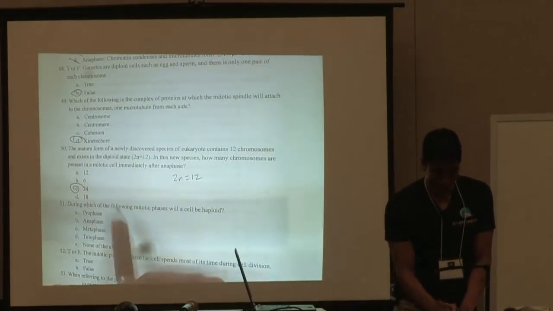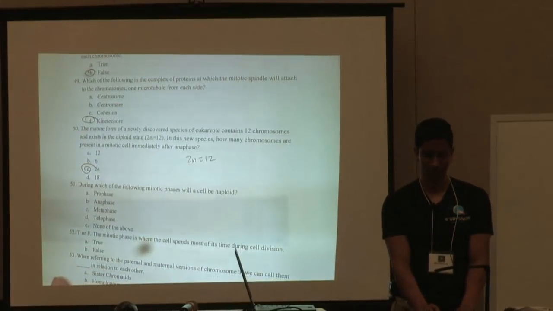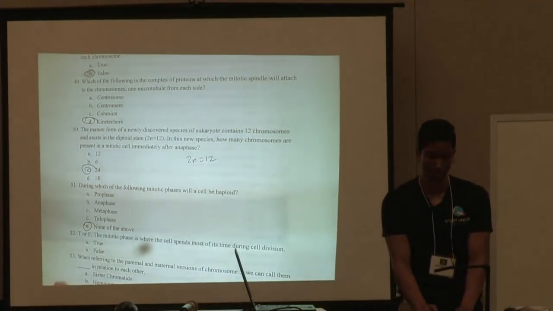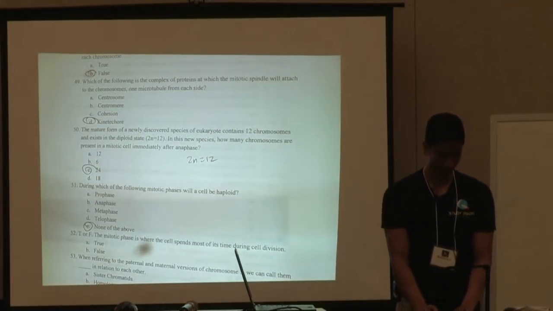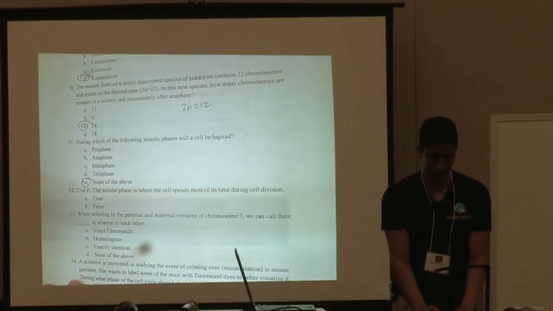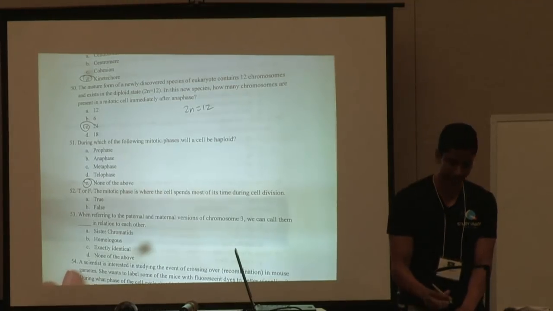All right. During which of the following mitotic phases will a cell be haploid? None of the above, right? It's always diploid throughout the mitotic process. True or false? The mitotic phase is where the cell spends most of its time during cell division. False. Where does it spend most of its time? Interphase.